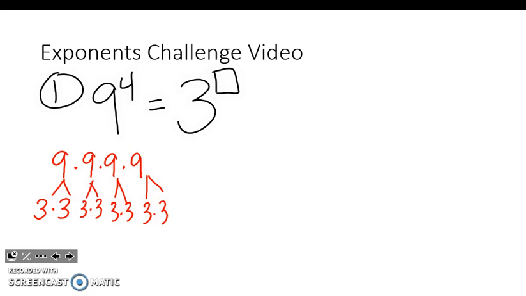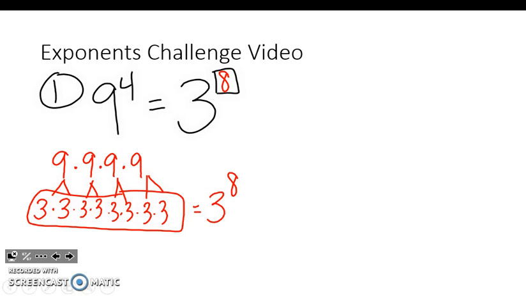So 9 times 9 times 9 times 9, or 9 to the 4th, is the same thing as 3 times 3 times 3 times 3, 8 different times. So another way of writing 3 times 3 8 times is going to be 3 to the 8th power. So our missing number here is 3 to the 8th. So we're finding equivalents for 9 to the 4th.